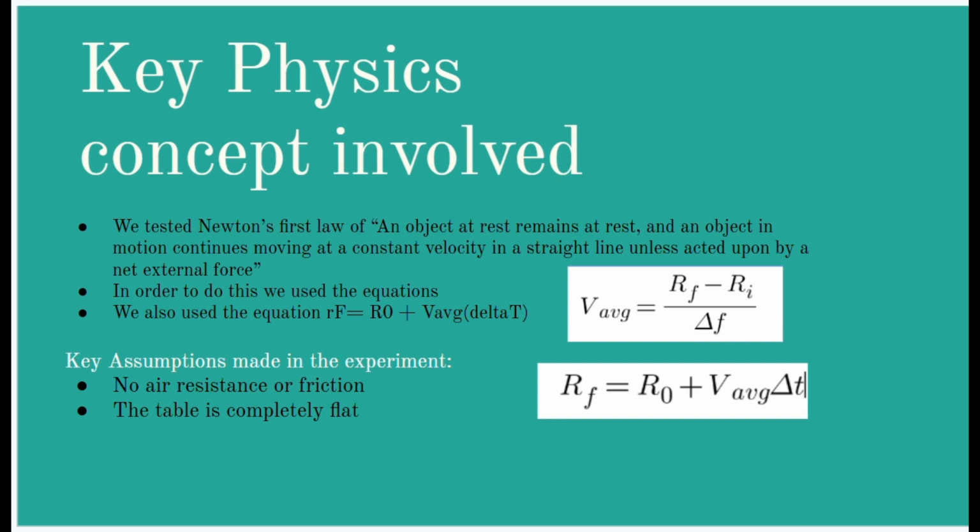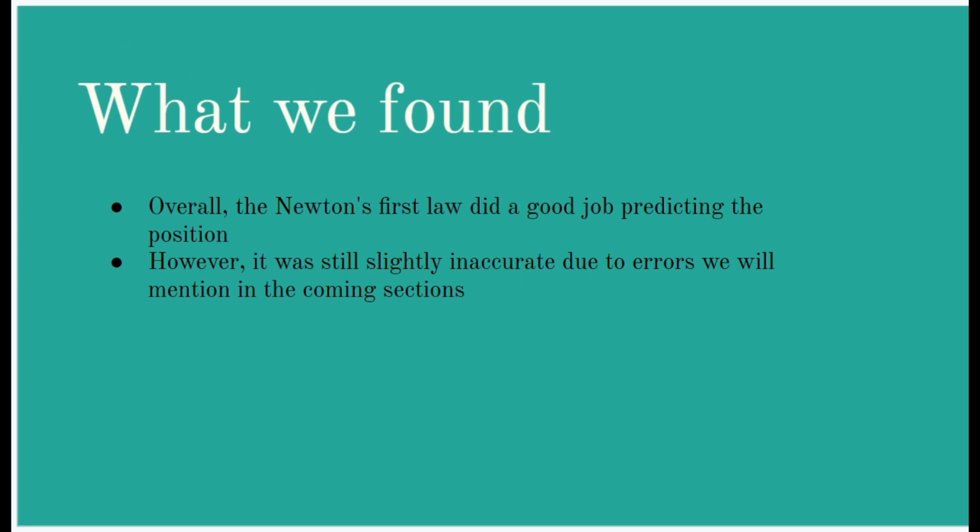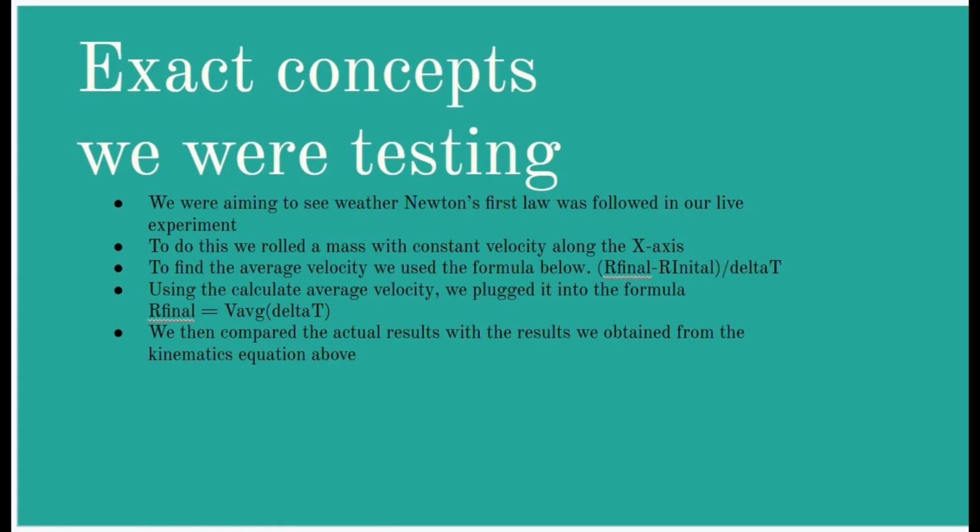Some key assumptions we made in this experiment were that no air resistance or friction were involved, and the table is completely flat. We'll discuss this more in our error section. What we found overall is that Newton's first law did a great job predicting the position of the experimental mass that we used. However, it was still slightly inaccurate, and that's due to errors we'll be mentioning in the upcoming sections.